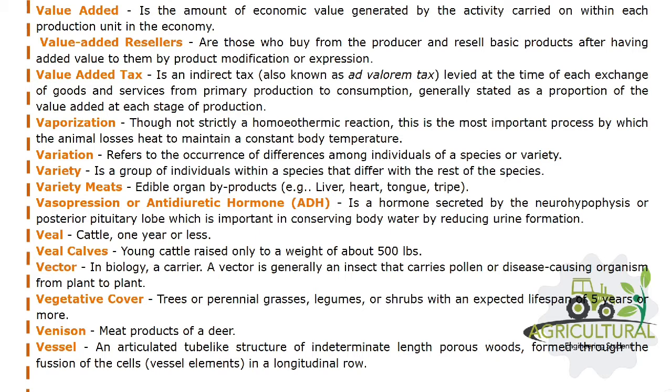A vector is generally an insect that carries pollen or disease-causing organism from plant to plant. Vegetative cover, trees or perennial grasses, legumes, or shrubs with an expected lifespan of 5 years or more. Venison, meat products of a deer. Vessel, an articulated tube-like structure of indeterminate length in porous woods, formed through the fusion of the cells, vessel elements, in a longitudinal row.